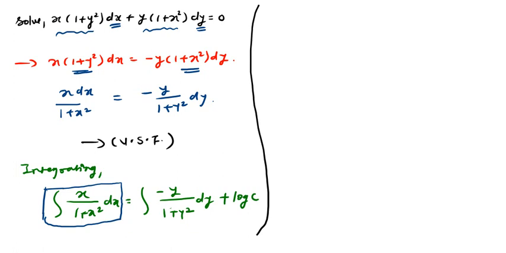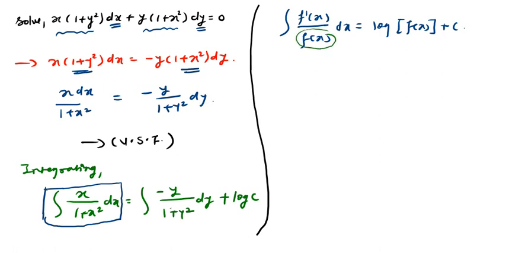What is that formula? If the terms are like this, f dash of x upon f of x dx, its answer will be log of f of x plus c. What it means is, if the denominator contains the function and the numerator contains its derivative, then its integration will be log of that function. Now in this case, what is the derivative of 1 plus x square?